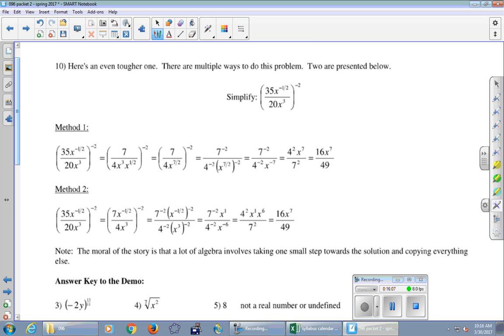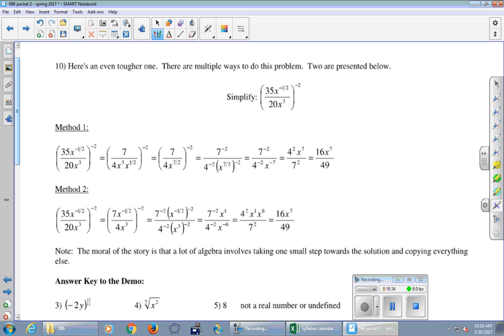So here it goes. It says simplify 35x to the negative 1/2 over 20x to the third, all to the negative 2. Now, this problem probably could have been in a previous section. I put it here because there's a fraction exponent. But if you take a quick glance at the answers that we put up here, none of them involve radicals. So we're not going to translate that 1/2 power into a radical at any point. So this is really just using old properties of exponents.